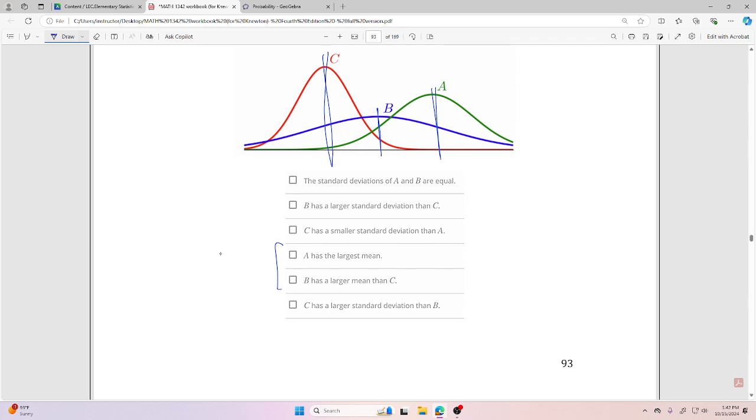Okay, so A has the largest mean. Is this mean right here the furthest to the right? Is it the biggest number positive-wise? Yes. So I like that. That's a check mark. B has a larger mean than C. So is B further along the number line than C is? Yes. So I like that as well. So it's not about how high, it's about where it is location-wise.